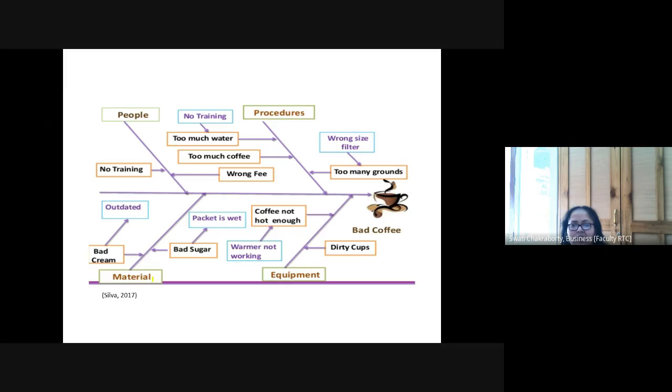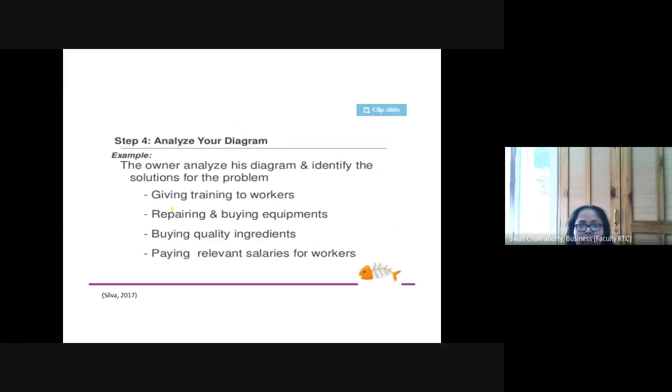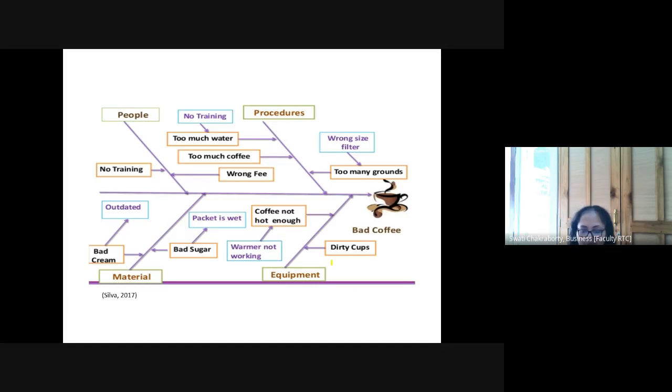So this is where it comes up. This is the entire picture from this analysis. The owner analyzes his diagram and identifies the solutions to the problem: giving training to workers, repairing and buying equipment, buying quality ingredients, and paying relevant salaries for workers. When we say giving training to workers, the training problem is solved. Paying relevant salaries, so the salary problem is solved. Buying quality ingredients, so the material problem is solved. Repairing and buying equipment, so the equipment problem is solved, right? So when you have proper training, this problem doesn't come. Using the right materials, the problem doesn't come.